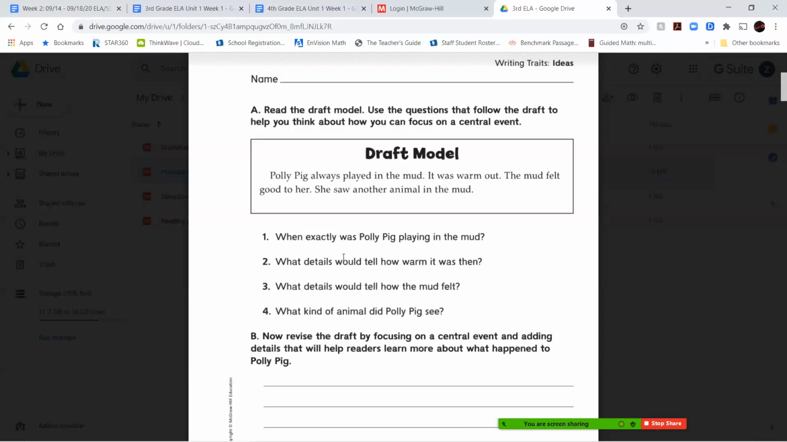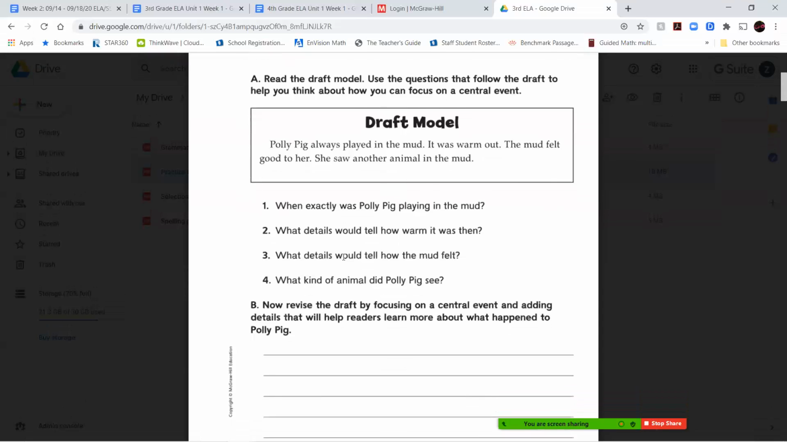For question number 3, what details would tell how the mud felt? So she said the mud felt good to her. So let's think, on a hot day, what would make you feel really good? Maybe the mud felt nice and cool. Maybe it felt soft and smooth on her skin. So we can say that the mud felt cool and soft on Polly Pig's skin. And the fourth question says, what kind of animal did Polly Pig see? So she saw another animal in the mud. Maybe she saw another pig, or maybe she saw a dog rolling around in the mud also to cool off.